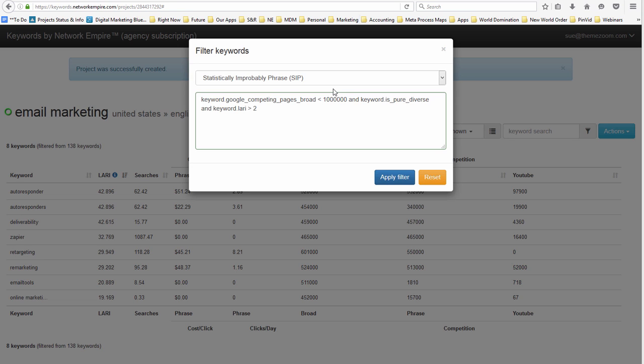Hello folks, this is Sue Bell from Network Empire, and today we're looking at filters in Killer Keywords, and we've got what is probably one of my favorite filters. This is statistically improbable phrases.